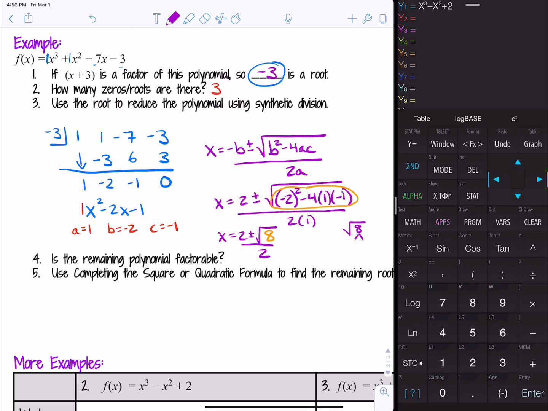So the square root of 8, we could break up into 2 times 4. 4 comes from 2 times 2. And then we could take out a 2 and have 1 left over. So the square root of 8 becomes 2 square root of 2.